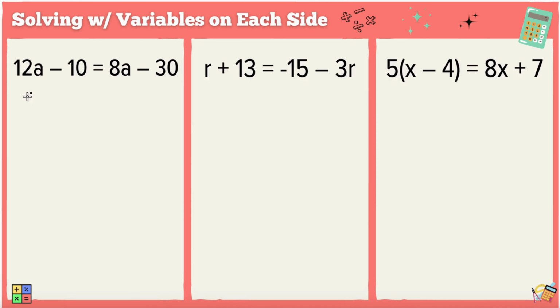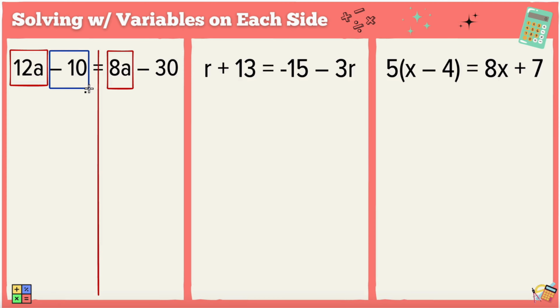The first place we want to start is we're going to go ahead and make our scales, so that way we just keep both sides balanced. The second thing we're going to do is identify all like terms. So I'll start with 12a. Then I will start with 8a. Then I'll take a look at negative 10. Then I will highlight negative 30. So that way we can see all the terms that we're looking for.